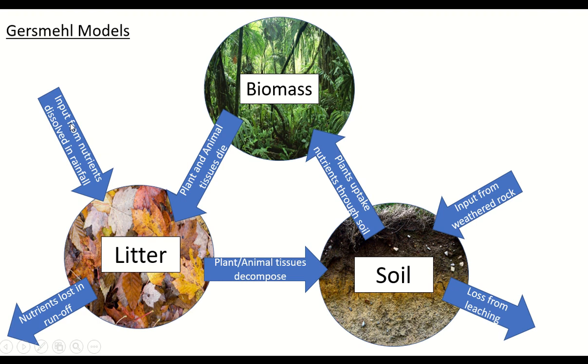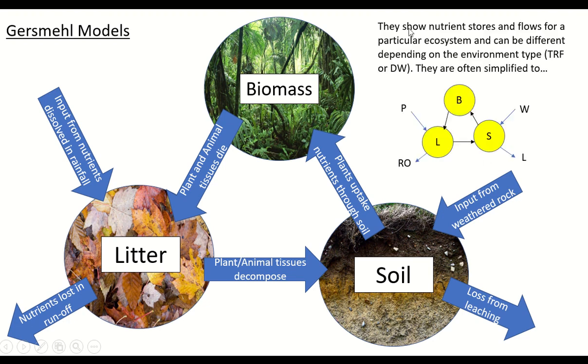So you've got inputs and outputs, okay, coming out of litter and the soil. The biomass tends to be the one where there's very few inputs and outputs. So they can be simplified, okay, to BLS, biomass, litter, soil. P means precipitation. RO means runoff. W means weathering, and L means leaching. So this is how sometimes you can see Gersmehl models abbreviated. Don't be scared by that. That's just like the shortening of these terms. So you've got the full version here.